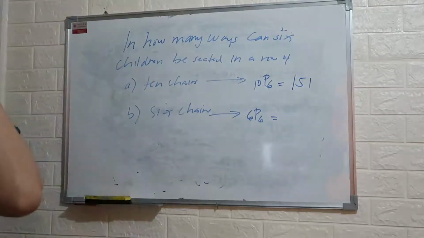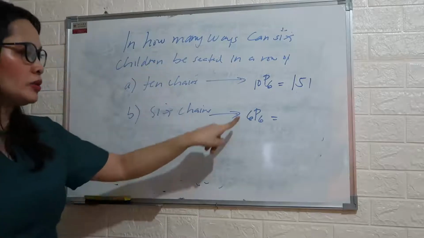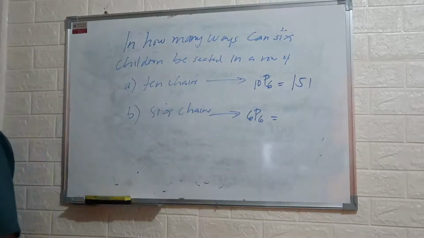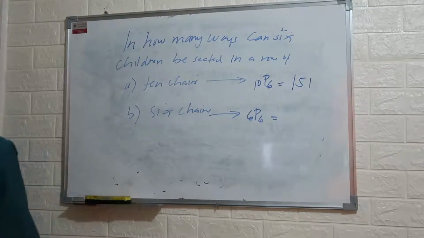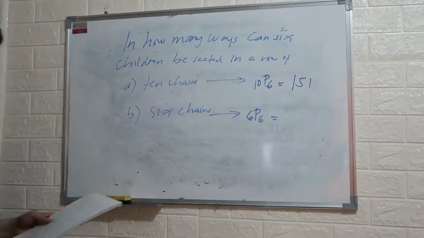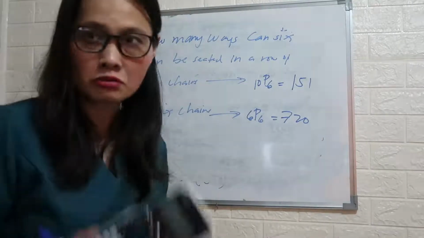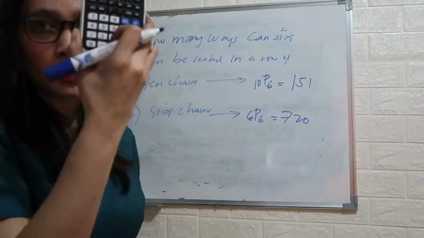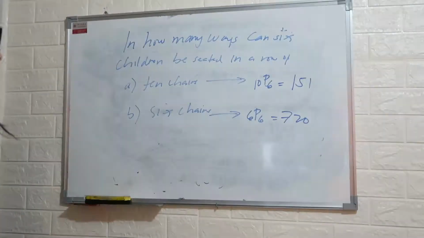What about the other one? 6 chairs, 6 students. So that would be 6 taken 6. So what would be the answer? Yung 720 po ba? Okay, 720. So using your calculator, you know how to use the calculator, right? You just press it. Yung NTR. Okay, permutation of n taken r.